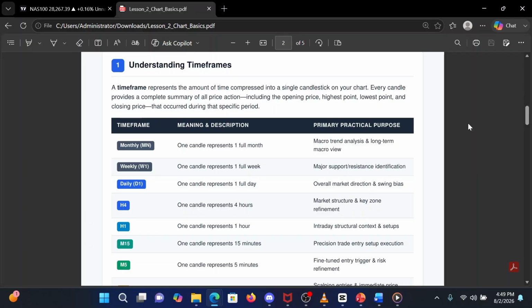A time frame represents the amount of time compressed into a single candlestick on your chart. Every candle provides a complete summary of price action, including the opening price, highest point, lowest point, and closing price that occur during a specific period of time. So let's try to dissect it here. On the monthly chart, one candle takes a full month to form.